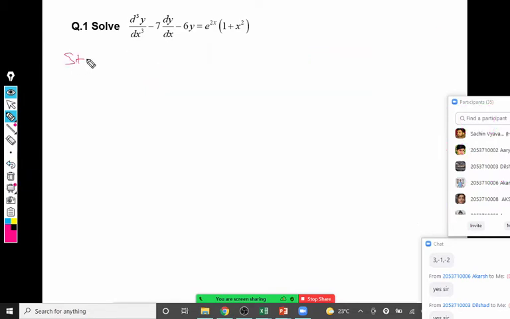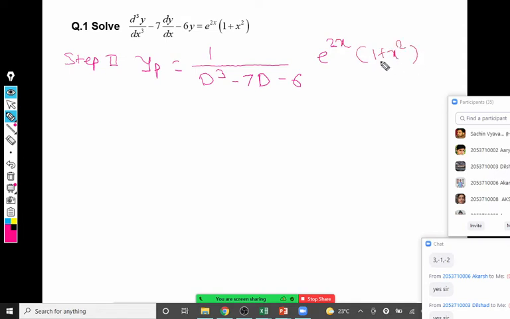Step two, which is YP. And in YP, we take 1 upon D cube minus 7D minus 6 of e raised to 2x into 1 plus x square. So the new part is here, an exponential term into an algebraic part has appeared.